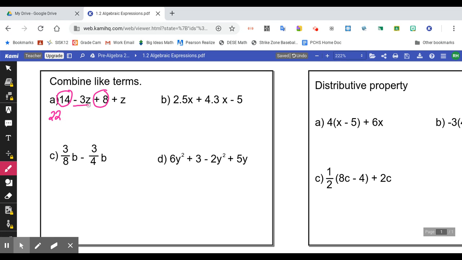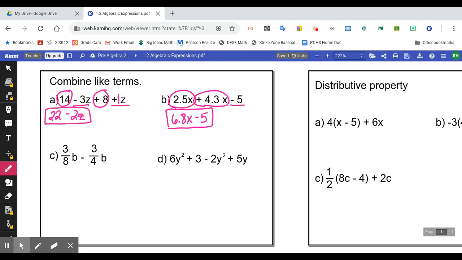Then I've got -3z and positive, remember this is a 1z, so put those together, -3 plus 1 gives me -2z. And because these don't have any more terms that are like, this would be my answer. Okay, letter B. Again, here's an x and here's an x. They're both positive, so I'm going to add. 2.5 and 4.3 give me 6.8x. And those are the only like terms. So -5 is over here by itself. It's just going to drop down and come to the end. Okay? Those are not alike, so I know I'm done.